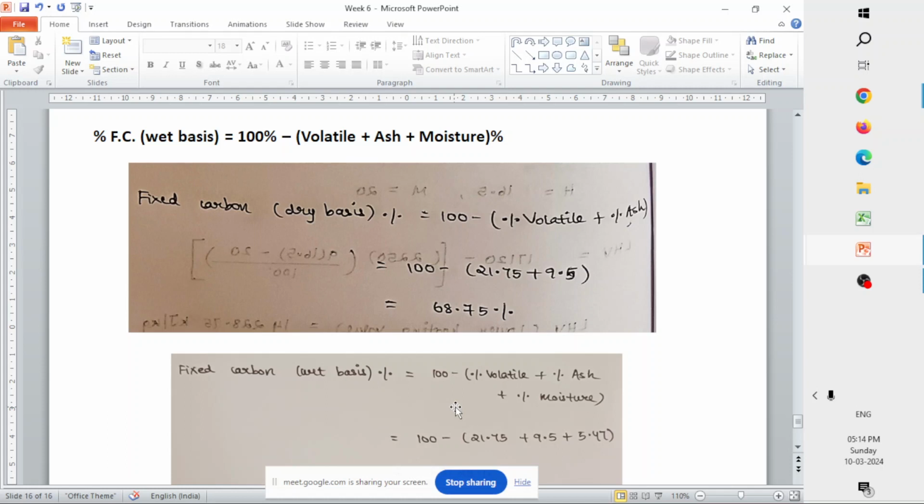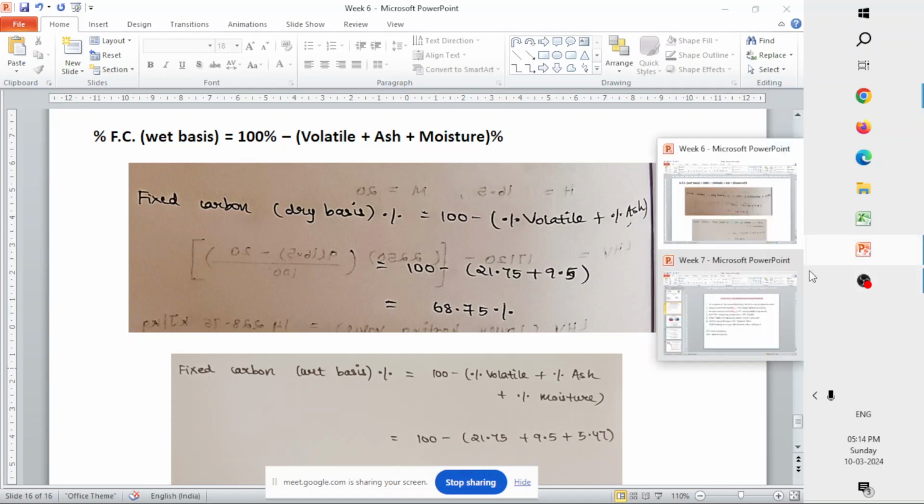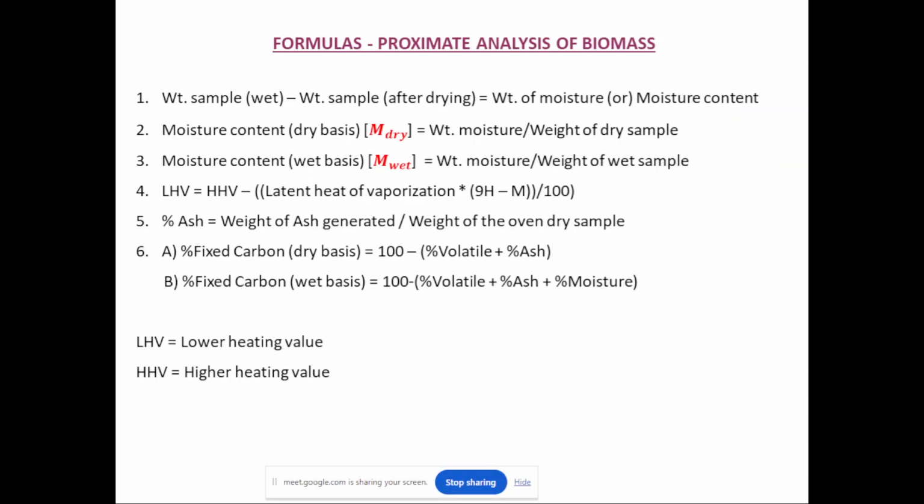And if I am not wrong, you also had a problem in the week 6 assignment where you were asked to find the percentage of the fixed carbon. But what is actually the meaning of the percentage of fixed carbon? What does the term actually mean? Somebody? So your percentage of fixed carbon is nothing but the non-volatile carbon content present in your sample.